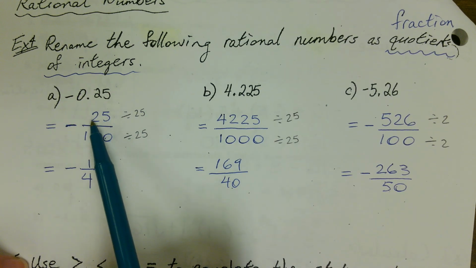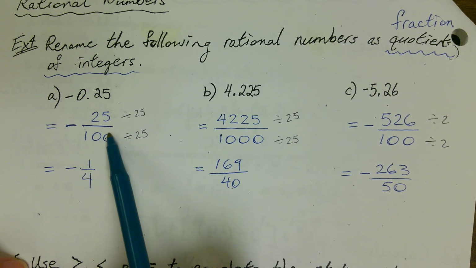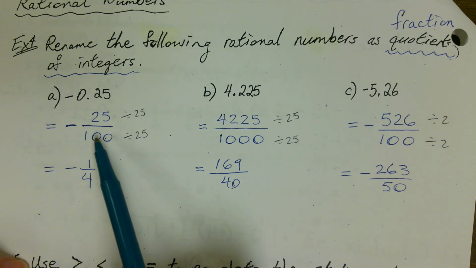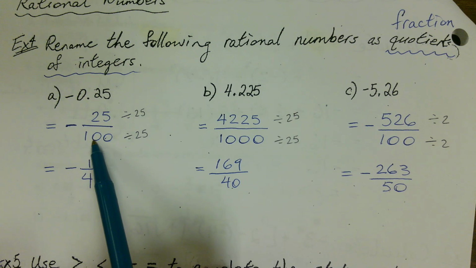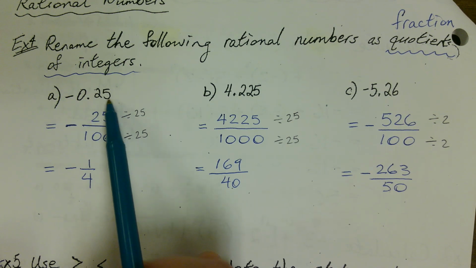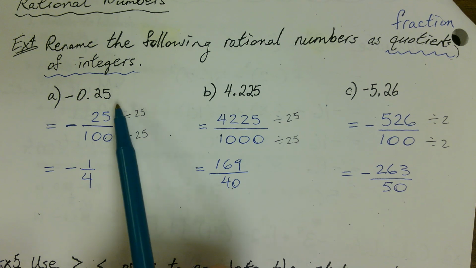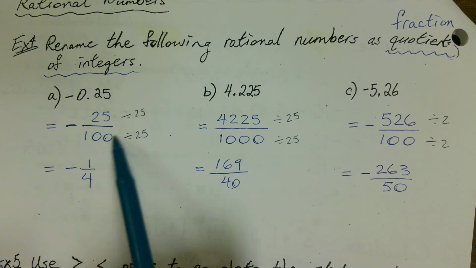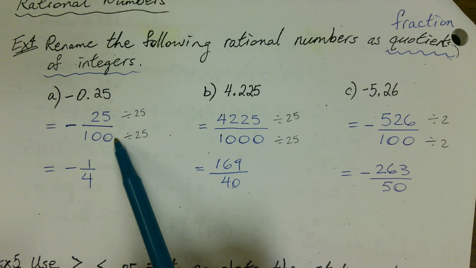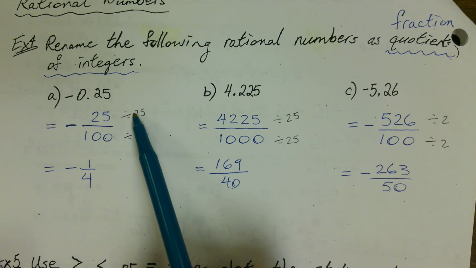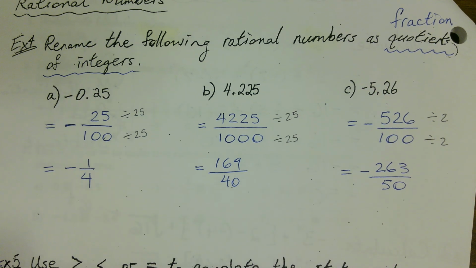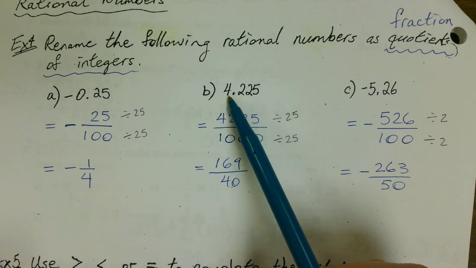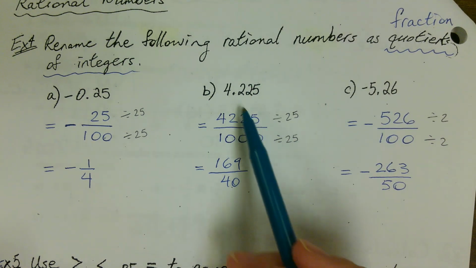So -0.25, we can rewrite this as -25 over 100. Whenever it's a decimal, we can always put it over 100, 1,000, 10,000, 100,000, and so forth. So how do you know what to put it over? If there's 2 decimal places, then 2 zeros. So in this case, 2 decimal places, put it over 100. So -25 over 100, I can reduce this fraction. So if I divide this by 25, divide this by 25, you get -1 over 4. And then for this one, three decimal places.